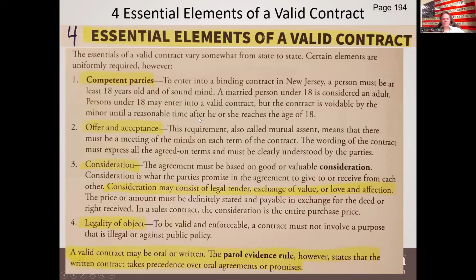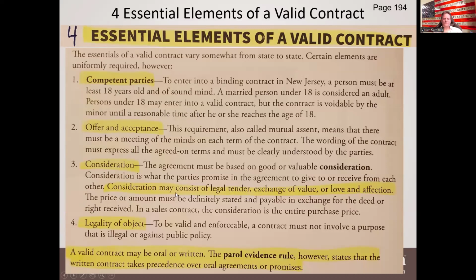So there's 4 essential elements to a valid contract: competent parties, offer and acceptance, consideration, and legality of the object. You need to memorize that for exams. Also know that a person under the age of 18 can be considered an adult if they're married, but that's only for exam purposes, but not for real life anymore.